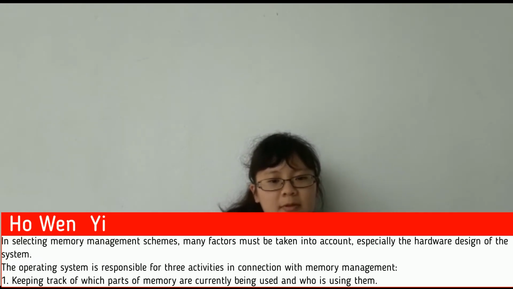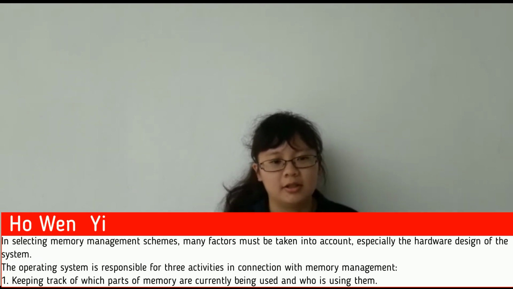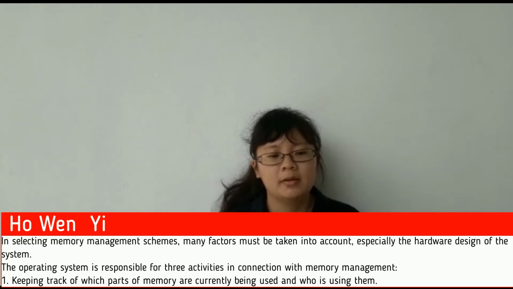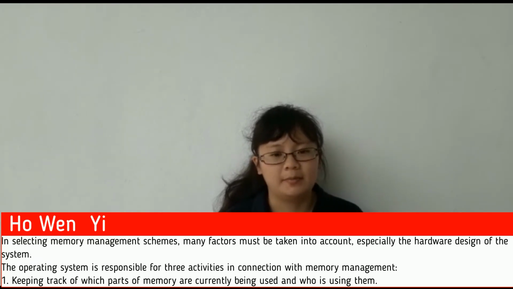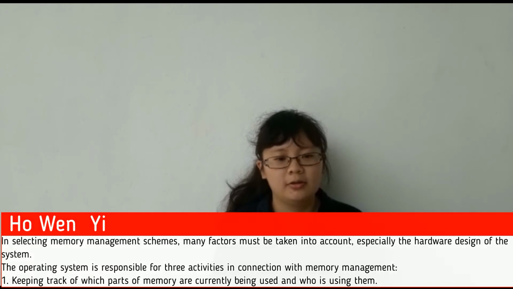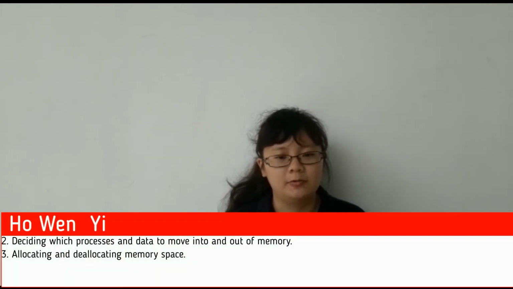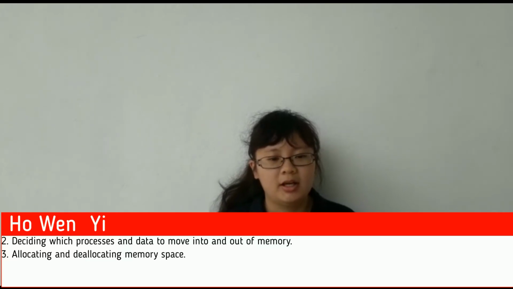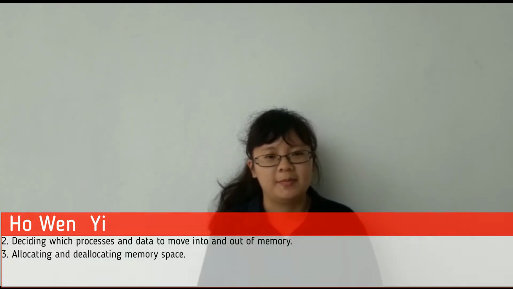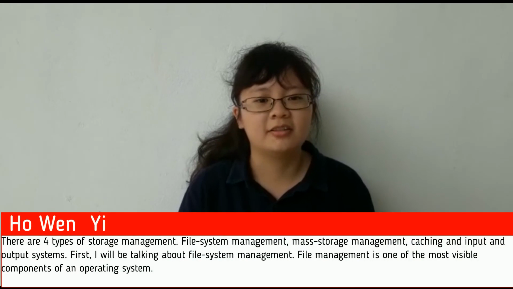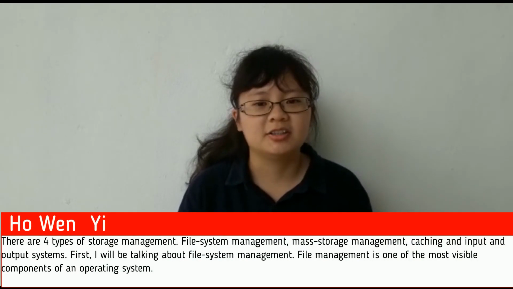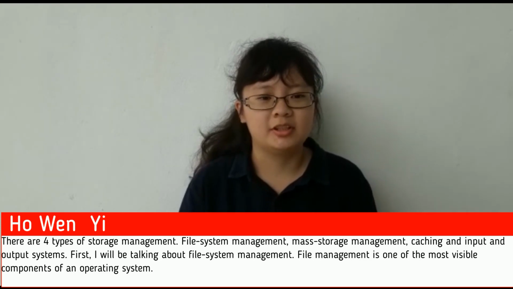The operating system is responsible for three activities in connection with memory management. First, keeping track of which parts of memory are currently being used and who is using them. Second, deciding which processes and data to move into and out of memory. Third, allocating and deallocating memory space. There are four types of storage management: file system management, mass storage management, caching, and input and output systems.